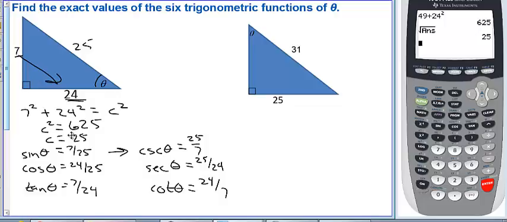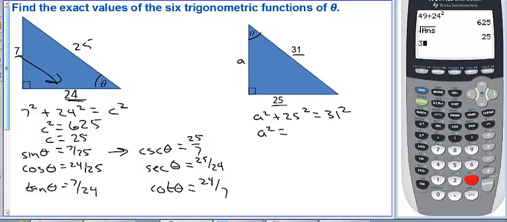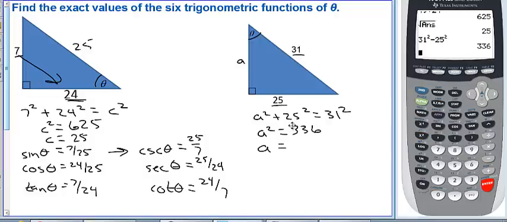Now let's do this one where we're going to pick that top angle rather than the bottom. So now 25 is the opposite, and 31 is the hypotenuse. Well, now we have to get, let's call this the adjacent side. We'll call that a. So now a squared plus 25 squared equals 31 squared. So a squared equals 31 squared minus 25 squared. And we get 336. Well, I don't think 336 is a perfect square. So square root of 336. That's a decimal value.